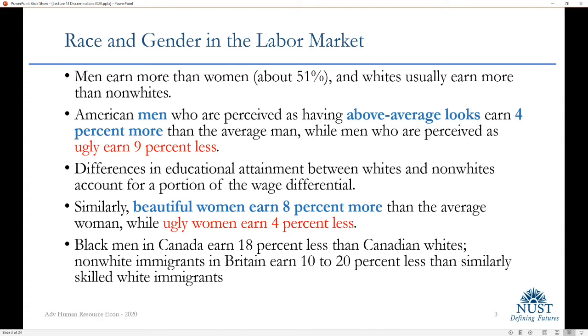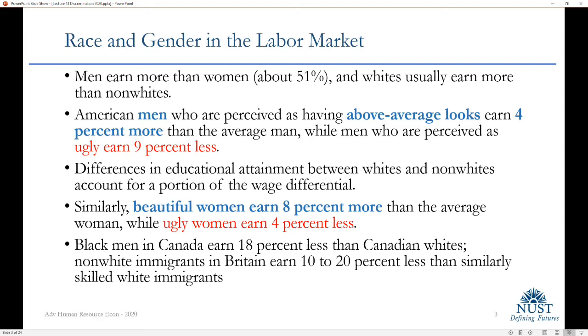Differences in educational attainment between whites and non-whites account for a portion of the wage differential as well. So it's not only because of prejudice, but also, on average, if white males are more educated than black males, this also contributes towards the discrimination here. And beautiful women earn 8 percentage points more than average women, while ugly women earn 4% less.